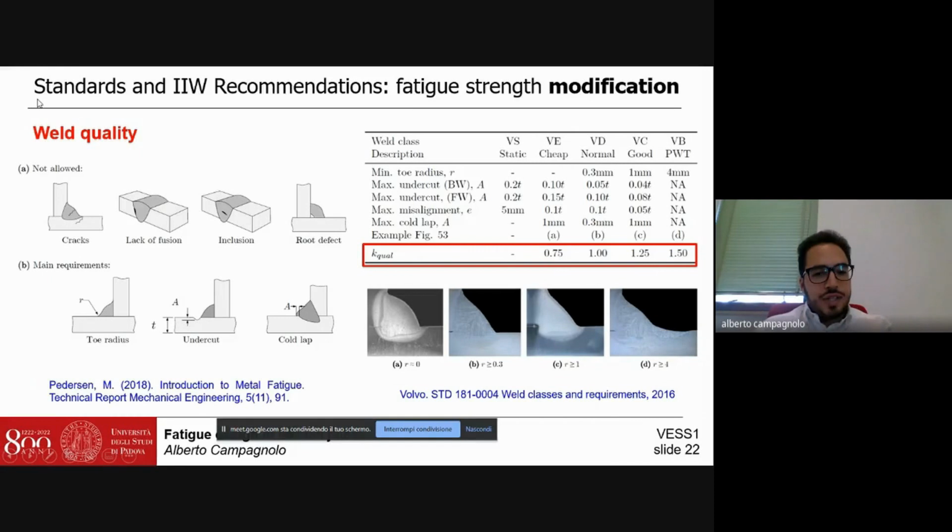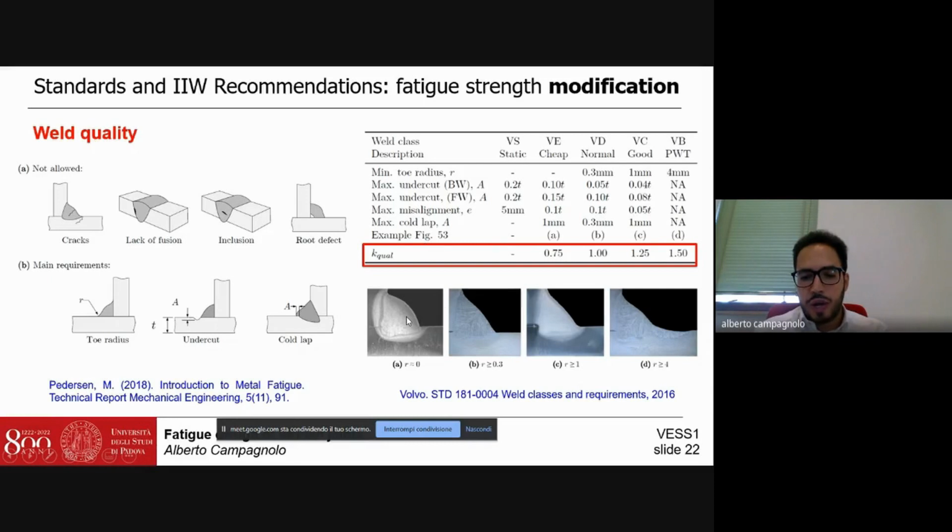Another correction parameter is that related to weld quality. Standards and recommendations typically suggest some features which are not allowed, which are typically cracks due to weldment technology, lack of fusion, inclusions, or root defects, while they suggest also the main requirements in terms of toe radius, acceptable undercut, and cold lap. The table reported here is provided by the Volvo Quality Standard, which provides a K factor to account for different geometrical parameters in terms of quality.